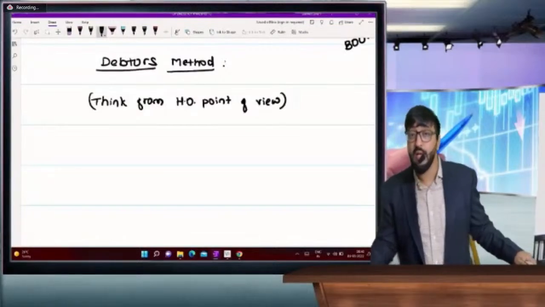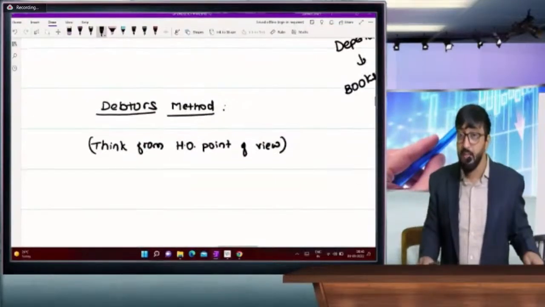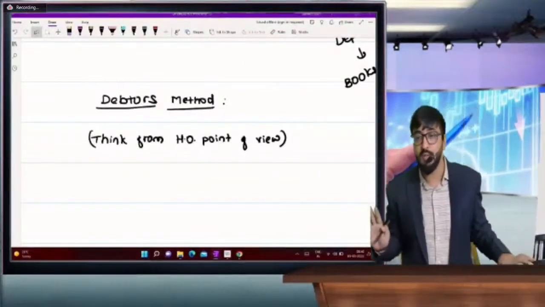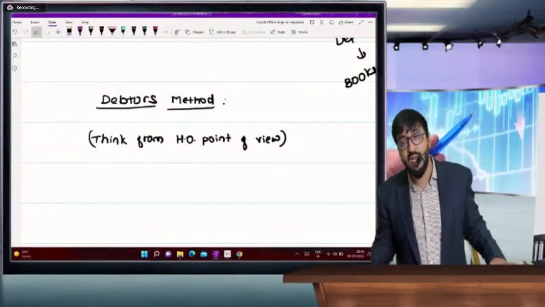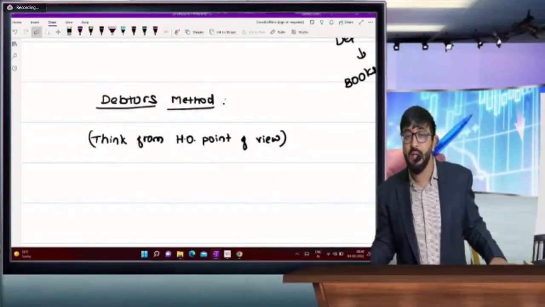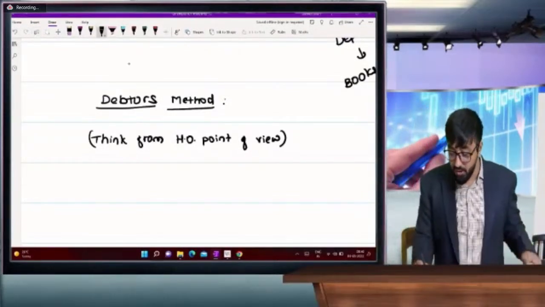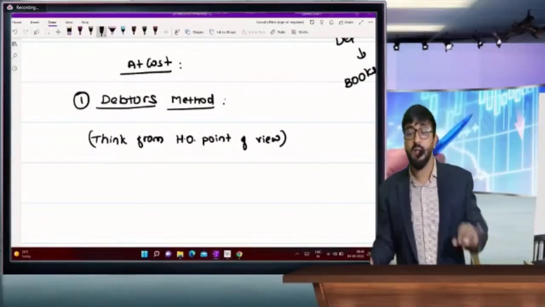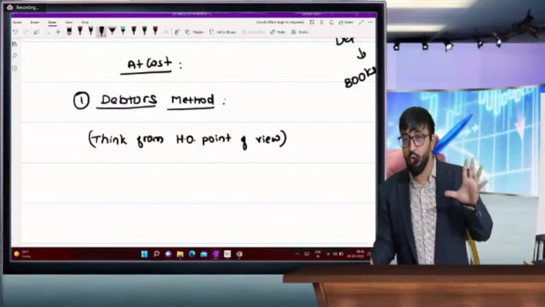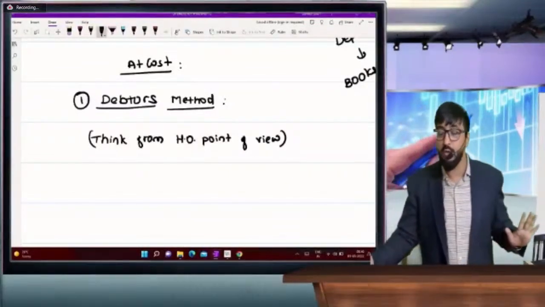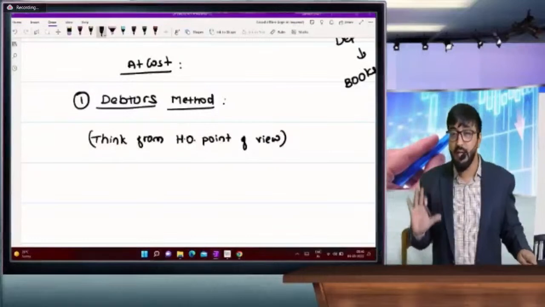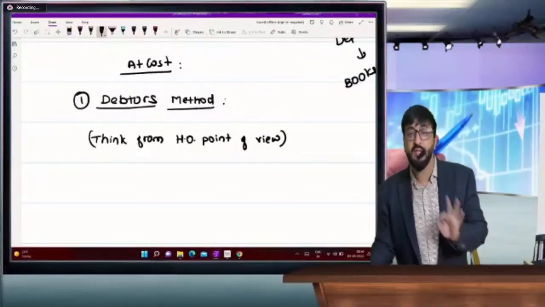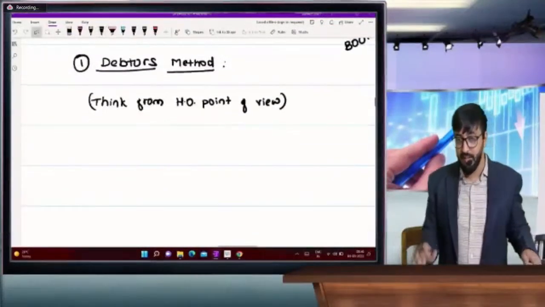So first we are solving by the debtors method. For the dependent branch, we have two methods: at cost and at invoice price. Today we are not going to touch the concept of invoice price. Today we will touch only at cost. In at cost, the first method is the debtors method. Either you go by that pro forma technique, or, as Sanket sir doesn't like rote learning, he tells you the basic shortcut behind it: think from the HO point of view. This is a shortcut of Sanket sir. So, debtors method. What is step number one?